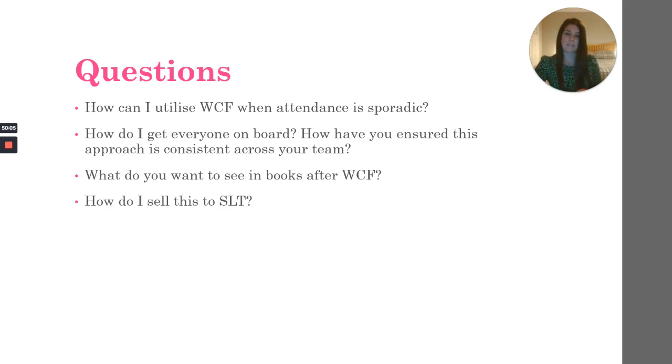How do I sell this to SLT? Well, that can be tricky. I mean, luckily I don't work in a school where that has been difficult. I guess the way I sold it to my SLT was to trial it, to have a look at the impact, to talk about the timeliness of feedback. It was something that very quickly had an impact on well-being.